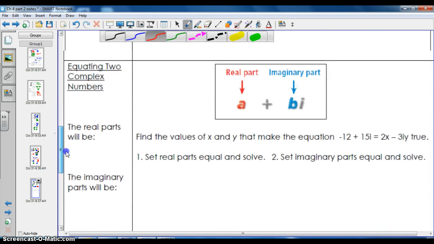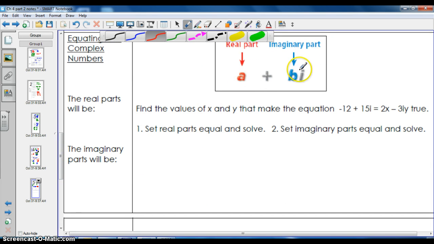All right, this last part is identifying the real and the imaginary and solving for x and y. So how we do that is we can only put real equal to real. So these parts right here are the real, and then here with the i's, those parts are the imaginary. Those are the parts that we're setting equal to each other. So set real parts equal and solve.